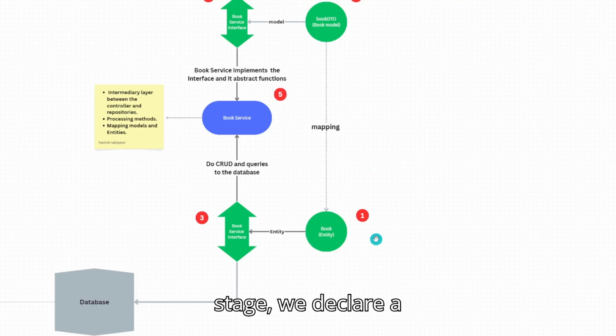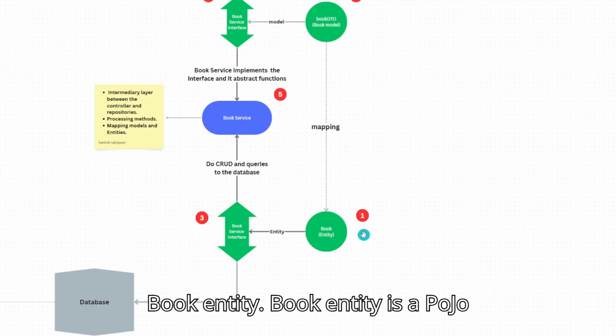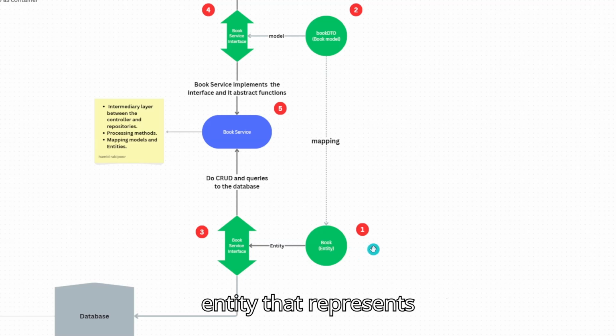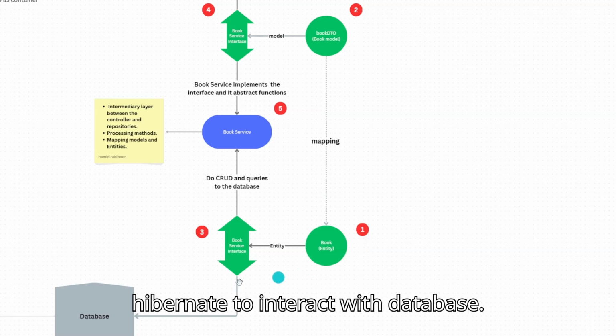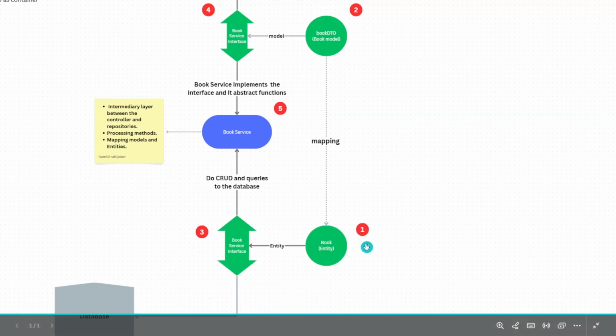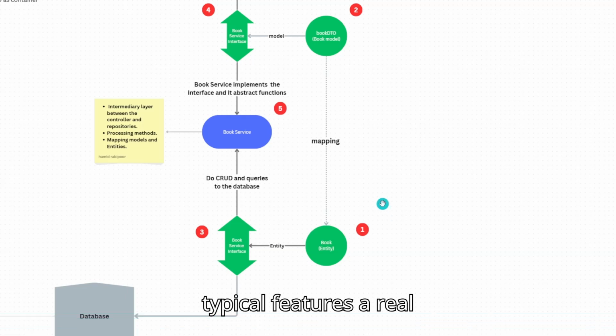At the first stage, we declare a book entity. Book entity is a POJO class annotated with Entity, which lets Hibernate interact with the database. And the book consists of the typical features a real book includes.